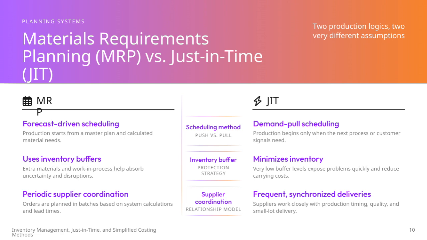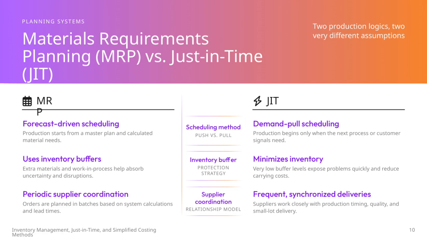Conversely, JIT aims to minimize inventory. It maintains very low buffer levels, which helps expose problems quickly and reduces carrying costs. This lean approach focuses on efficiency and waste reduction. Supplier coordination also varies between the systems. MRP plans orders in batches based on system calculations and lead times, coordinating suppliers on a periodic basis. In contrast, JIT relies on frequent, synchronized deliveries where suppliers work closely with production on timing, quality, and small lot deliveries, fostering stronger relationships.